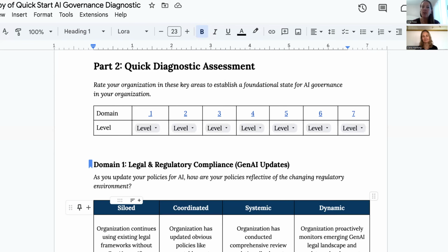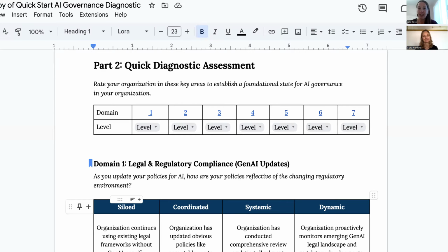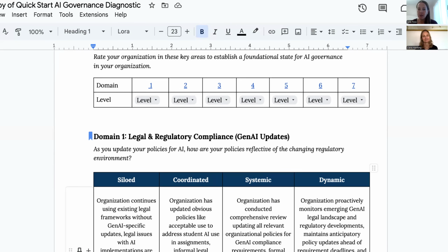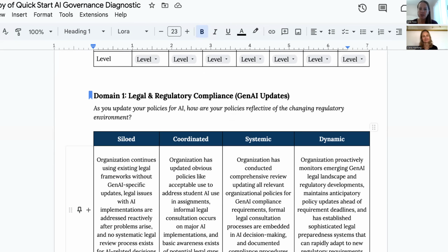Or are you starting to move toward a more coordinated approach? Is your approach more systemic and really starting to make its way into that systems thinking? And then the last challenge is really, is it dynamic? Like, can you be adaptable in the face of change and uncertainty? And so, ultimately, that's what we're hoping folks can shift to.